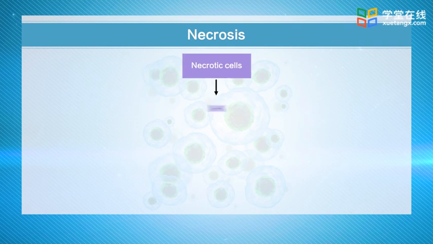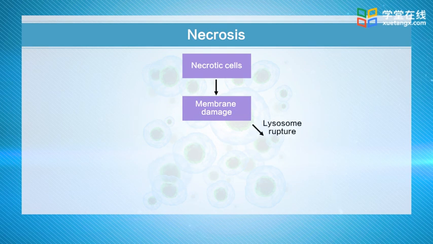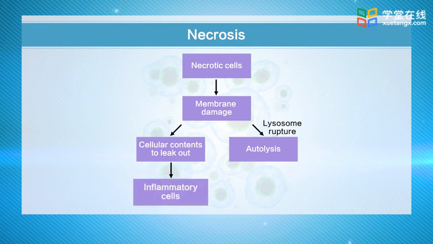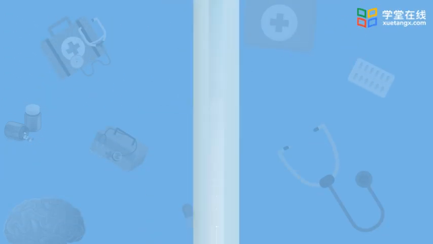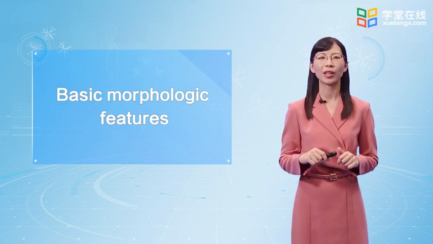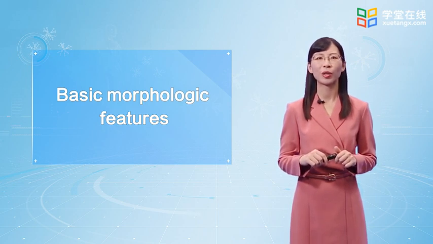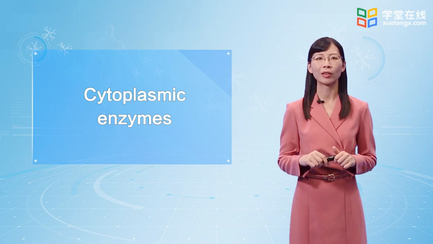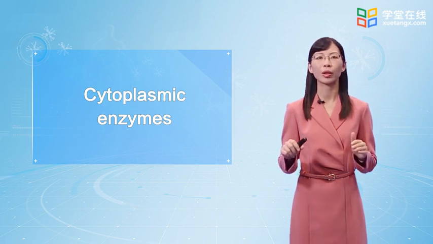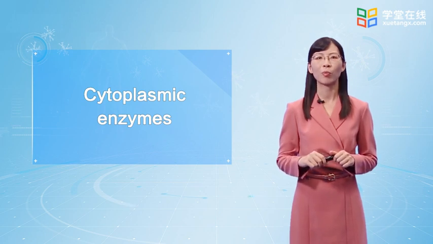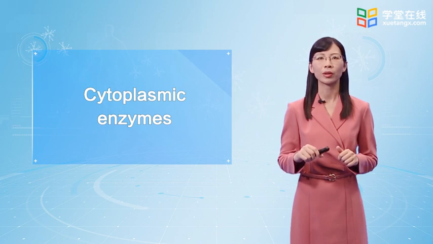Necrotic cells are unable to maintain membrane integrity, and their contents often escape. Lysosome rupture leads to autolysis. Cellular contents leak out, resulting in inflammatory reaction and heterolysis. Basic morphological features of necrosis can be recognized under light microscope several hours after functional cell death has occurred. Before structural changes, cytoplasmic enzymes of dead cells have already leaked out into the bloodstream, and some of these form the basis of diagnostic laboratory tests.